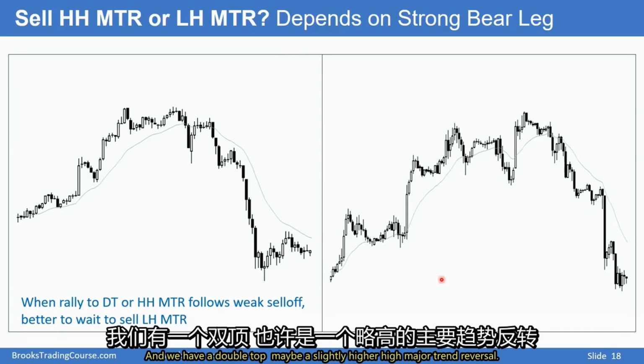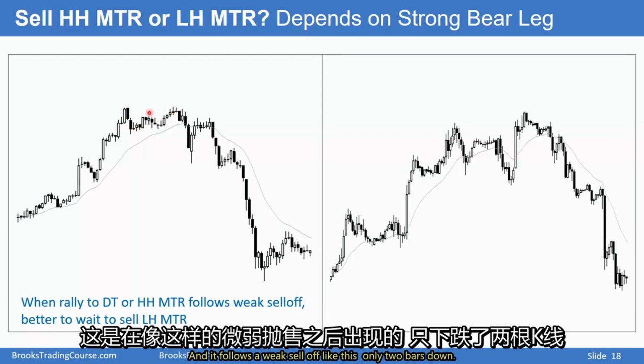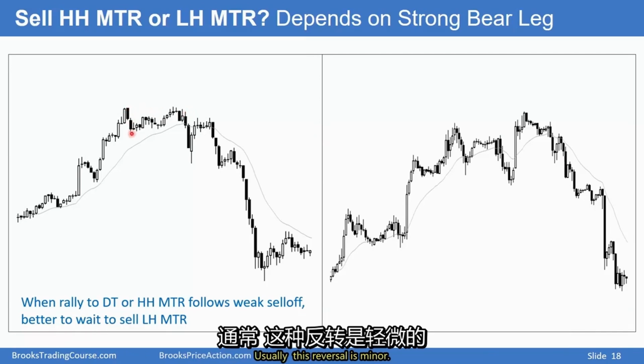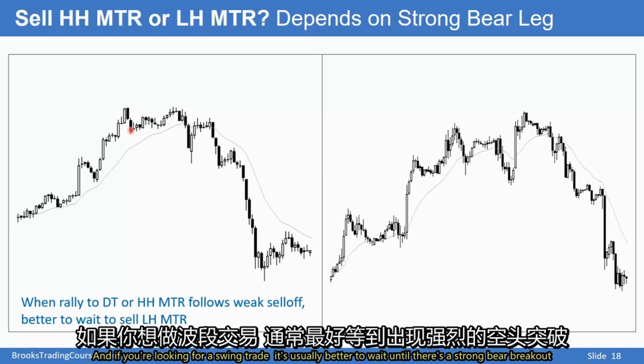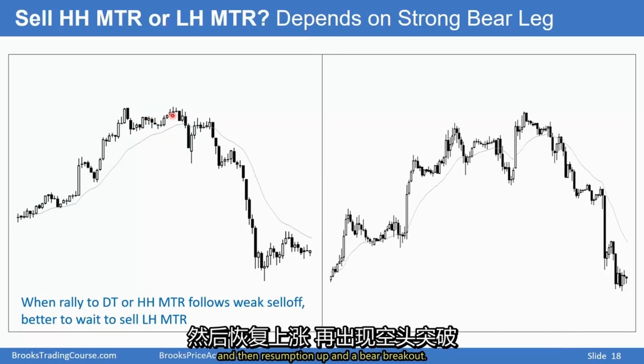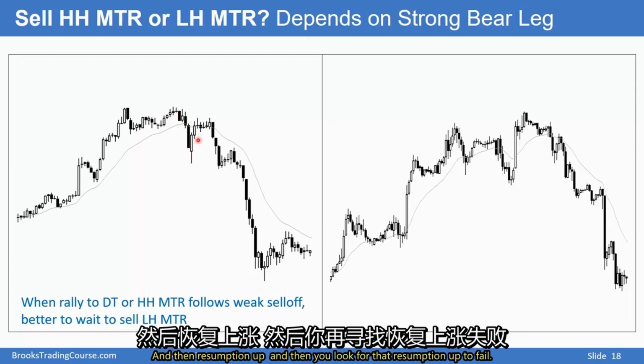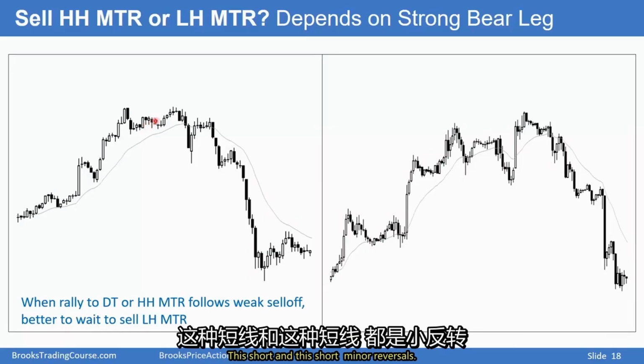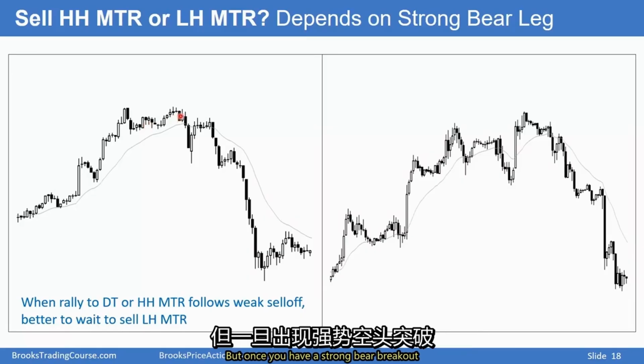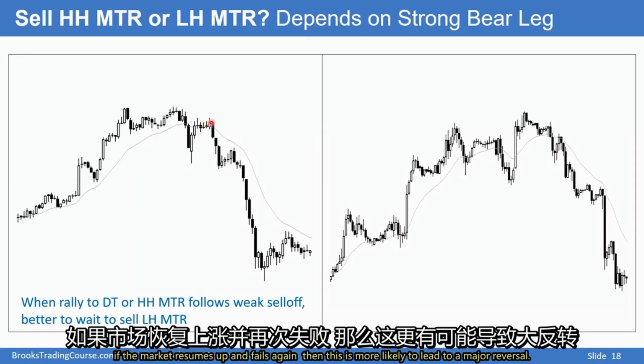When there's a rally right here, we have a bull trend, and we have a rally up here, and we have a double top, maybe a slightly higher high major trend reversal, and it follows a weak sell-off like this, only 2 bars down, usually this reversal is minor. And if you're looking for a swing trade, it's usually better to wait until there's a strong bear breakout and then resumption up, and then you look for that resumption up to fail. This short and this short, minor reversals. But once you have a strong bear breakout, if the market resumes up and fails again, then this is more likely to lead to a major reversal.